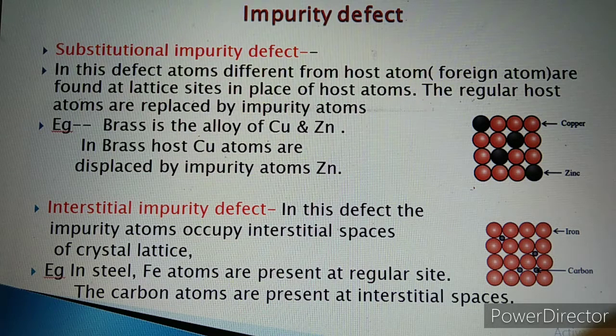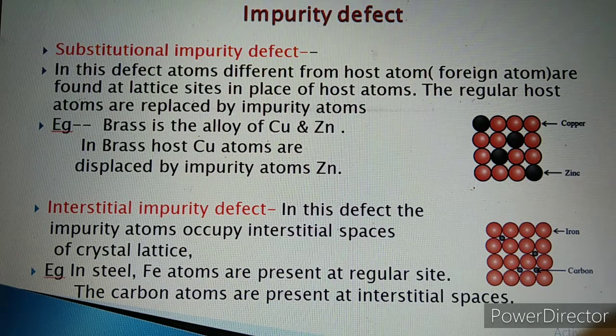So what is substitutional impurity defect? In this defect, the foreign atoms are found at the lattice site in place of the host atom. The regular atoms are displaced from the regular lattice site by an impurity atom. So if all are host atoms and a host atom is displaced or substituted by an impurity atom or foreign atom, then the defect is called a substitutional impurity defect.